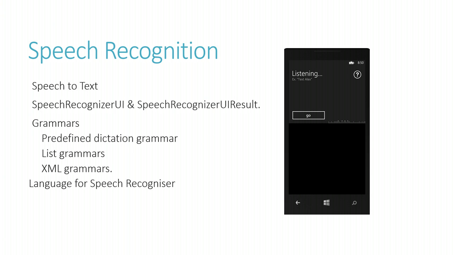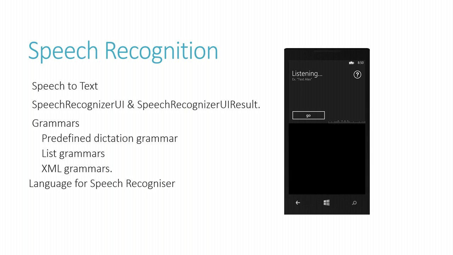So next component we have is the speech recognition. As I explained earlier, the speech recognition or speech to text can be used to provide inputs to the fields, for example using your voice or speech. Again, including speech to text in your app is a very simple and straightforward method and can be done with just few lines of code. You need to use the speech recognizer UI and speech recognizer UI result to implement the speech recognition.